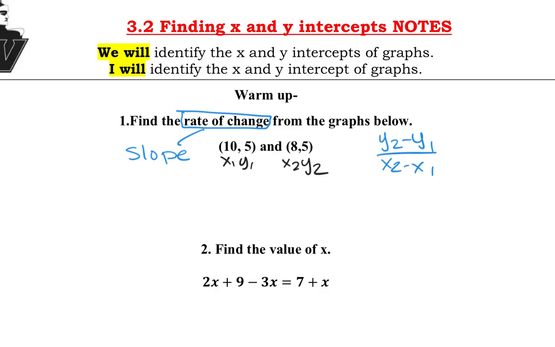what would I plug in? What would be my y2? 5 minus 5, and then on the bottom we would have 8 minus 10. So 5 minus 5 is 0. 8 minus 10 is negative 2. Now, if you're deciding if this is 0 or undefined, y'all just enter it in the calculator. Your calculator kindly tells you exactly what it is. Our slope here would just be 0.